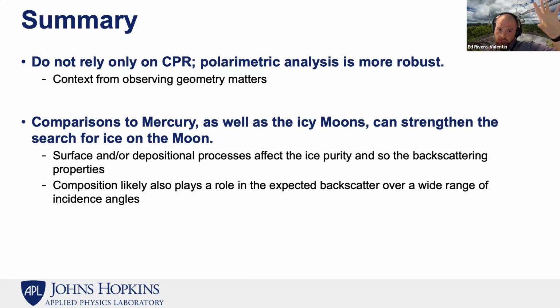Those were the first two sections of the presentation. The context in terms of the incidence angle matters when you're comparing these values. And then as we moved on through the rest of the presentation, we saw how comparisons to Mercury as well as the icy moons can help bolster how we're interpreting the backscatter from the moon, how we're trying to search for ice on the moon, and inform on the type of metrics that we should be looking for and the expected behavior of that scattering.